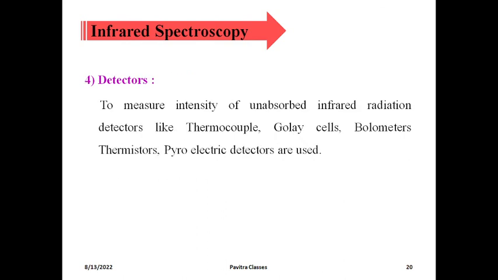Next are the detectors. Detectors are used to measure the intensity of the absorbed infrared radiation. Once the sample is kept in the sample cell, some of the light is absorbed by the sample, but whatever radiation is unabsorbed will fall on the detector. To measure the intensity of this unabsorbed infrared radiation, detectors are used. Usually thermocouples, Golay cells, bolometers, thermistors and pyroelectric detectors are majorly used.